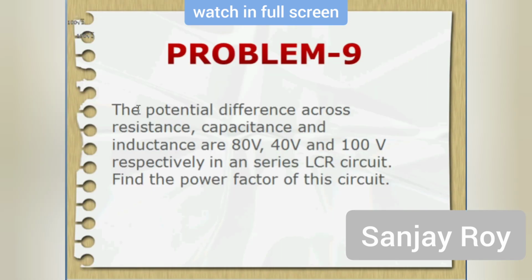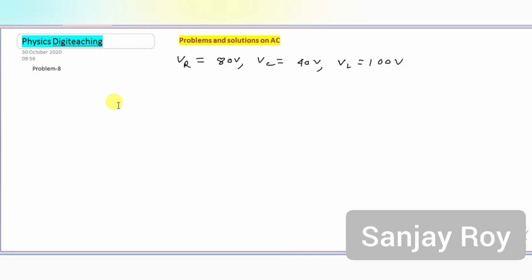Today's last problem. The potential differences across resistance, capacitance and inductance are 80 volt, 40 volt and 100 volt respectively in a series LCR circuit. Find the power factor of this circuit. Here we have a series LCR circuit, and the voltage across resistance VR is 80 volt, the voltage across capacitor VC equals 40 volt and that across inductor, VL, equals 100 volt. We have to calculate the power factor of the circuit.